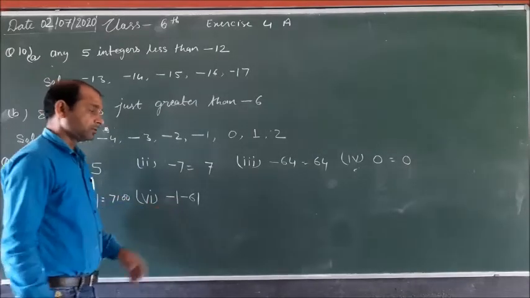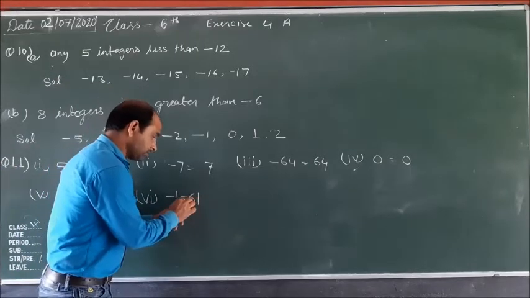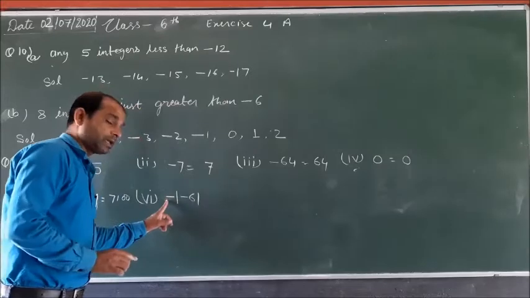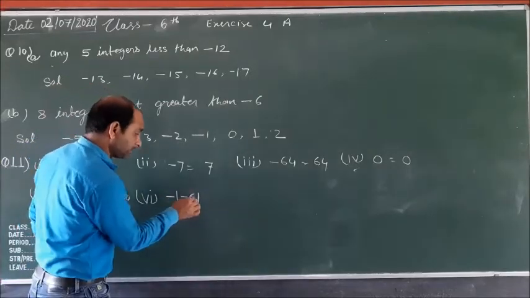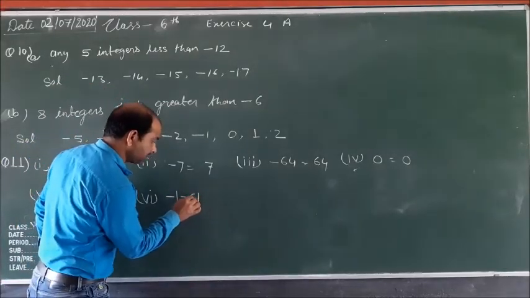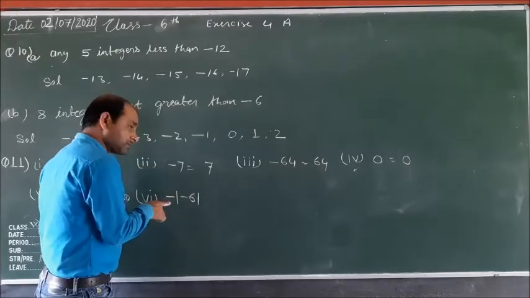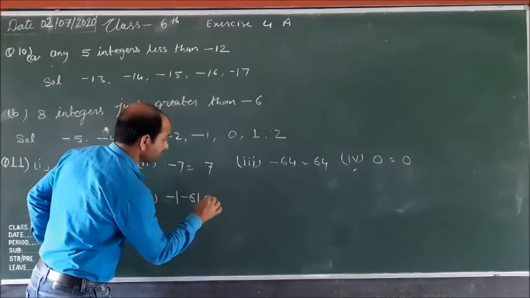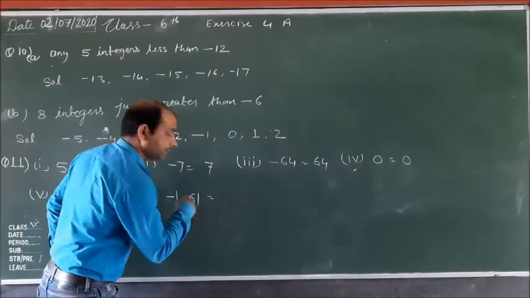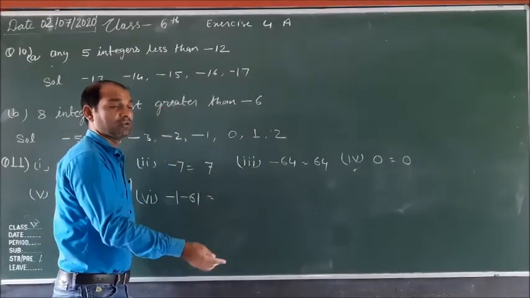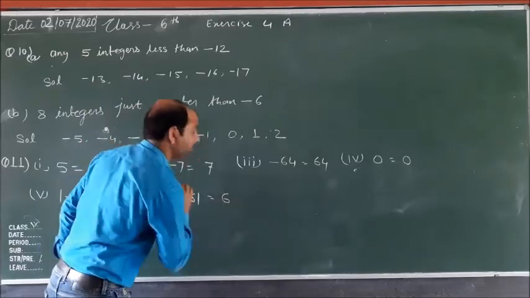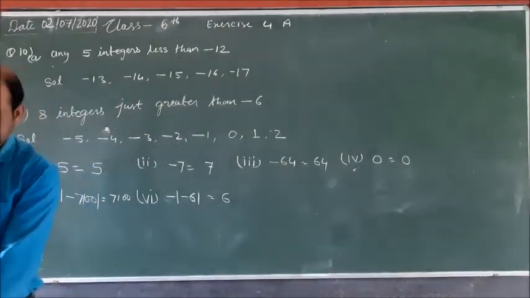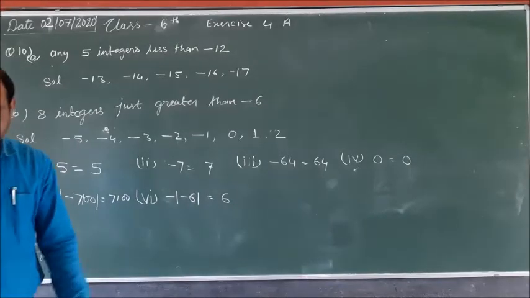And here the sign of minus 6 inside the bracket, and outside the bracket the sign is also minus. So the value of this minus 6 becomes plus, and this outside minus is also there, but the absolute value is always a positive integer. So the answer is 6. So my dear students, this question is completed.